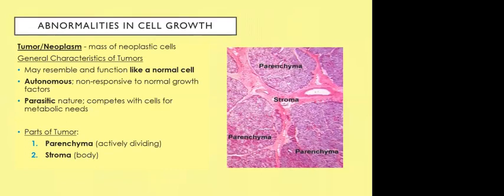We have the parenchyma, just like in the picture, the one that is darkly stained. It is an active element of the tumor. And the stroma, or the body, is the connective tissue framework with the lymphatic and vascular channels.